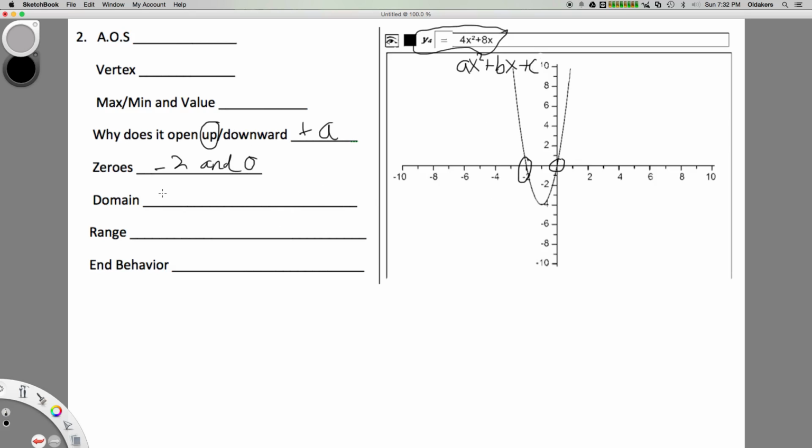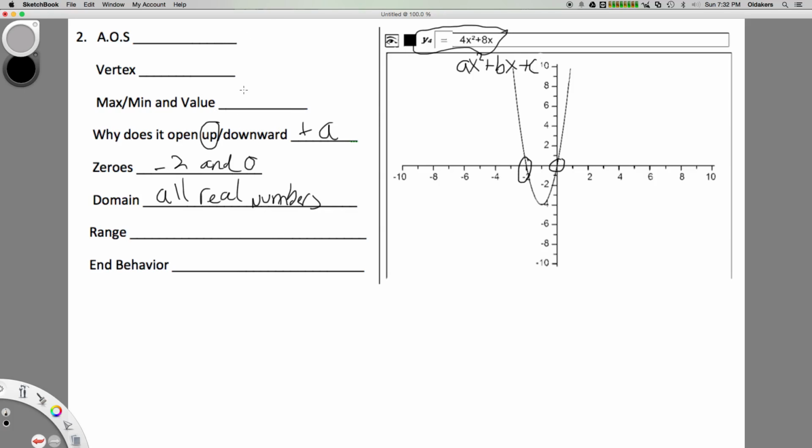So, domain. The domain of this is going to be all real numbers. Any quadratic will have a domain of all real numbers. Why? Because you can plug in an x value and get out an answer. The fact that you get an answer means that it's in the domain.